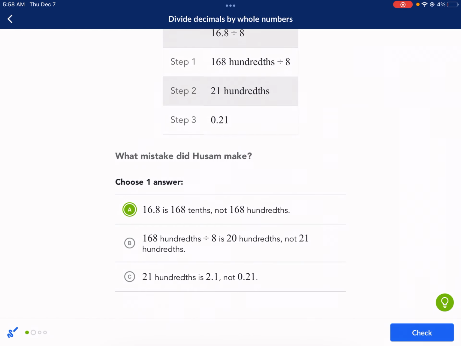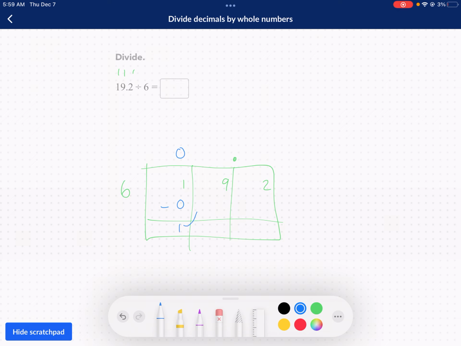So you have 19.2 divided by 6. I'm going to set this up using the box method. For my 3 digits, 1, 2, 3, I have 1, 9, and 2. I put my decimal up above like that, and then I put the 6 on the outside. Now I'm just going to see how many times 6 goes into 1. It goes in 0 times. So subtract, I have 1 left over. Take the leftovers over to the neighbor's house. 1, 19. 6 goes in 19 3 times.